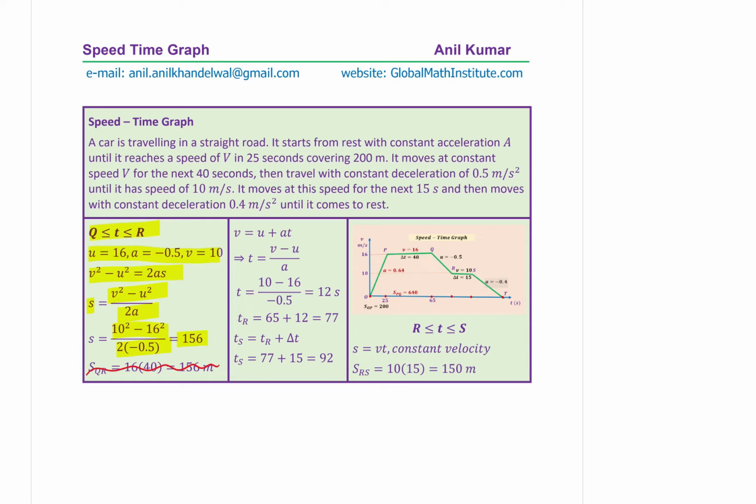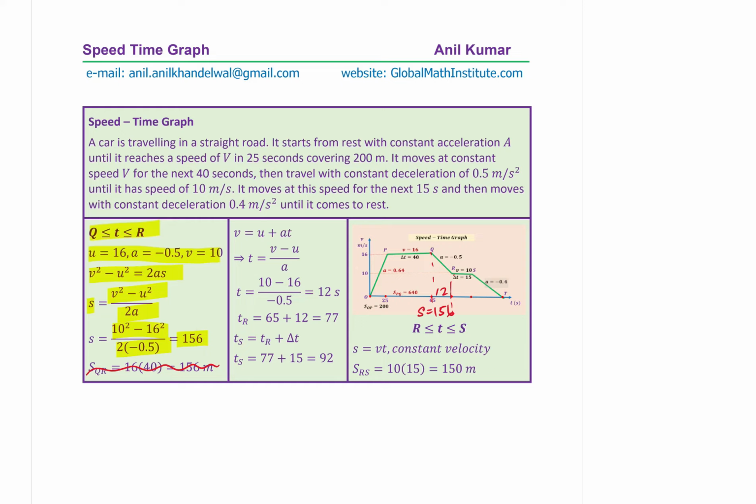So we found this displacement from Q to R, S equals 156. Now let's find the time during Q to R. We know the initial velocity here and the final velocity. We also know the acceleration. So difference in velocity divided by acceleration is time. V equals u plus at is the standard formula. You can always rearrange and write it as t equals v minus u over a. Substituting the values 10 and 16 and minus 0.5, we get time taken as 12 seconds. So the time taken here is 12 seconds.